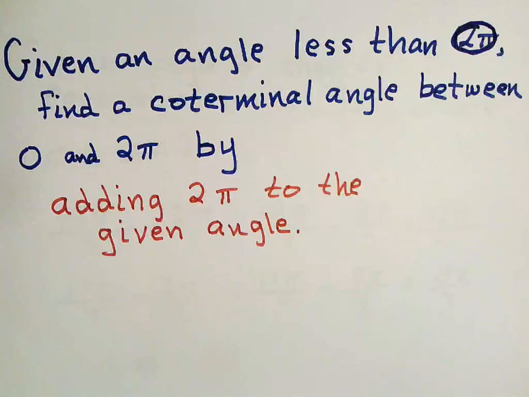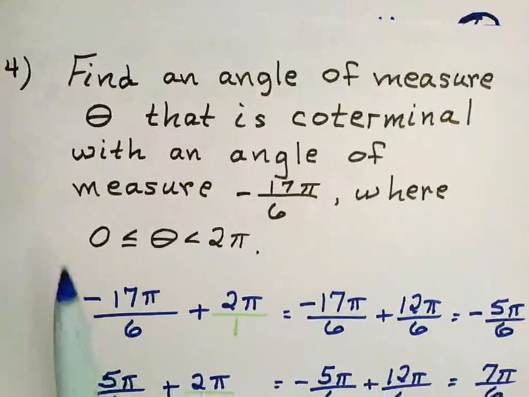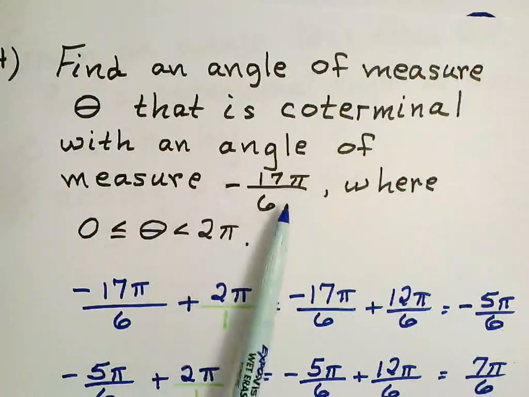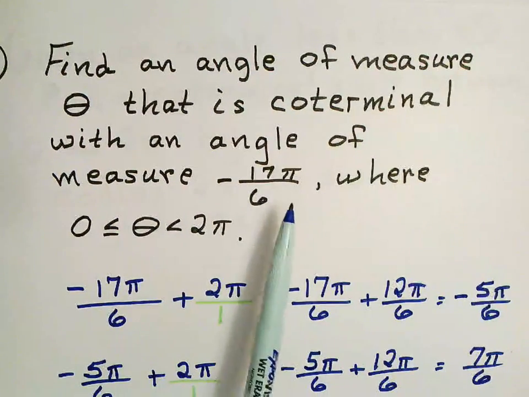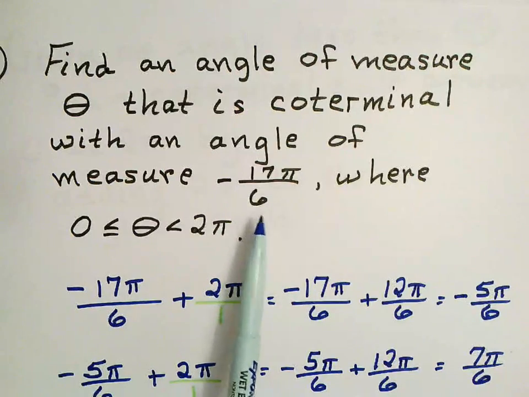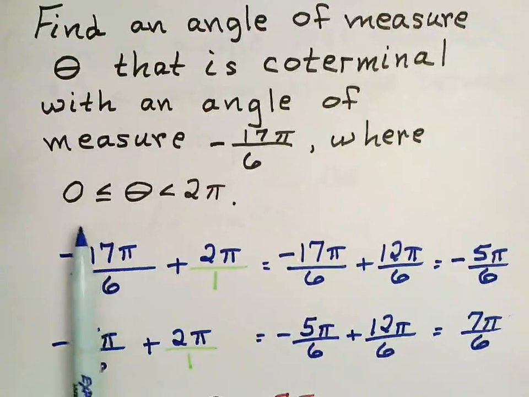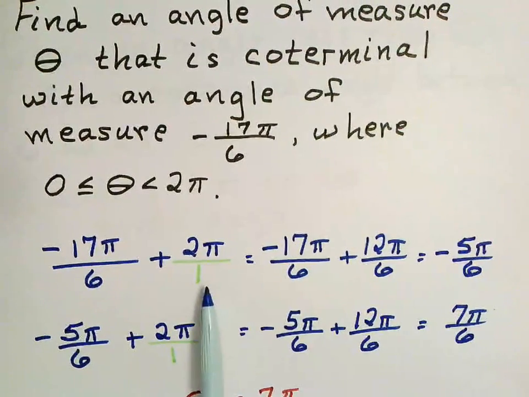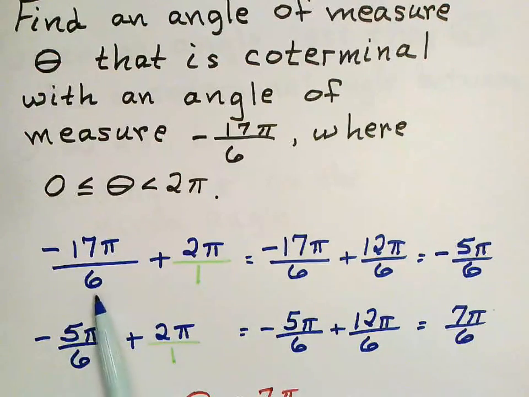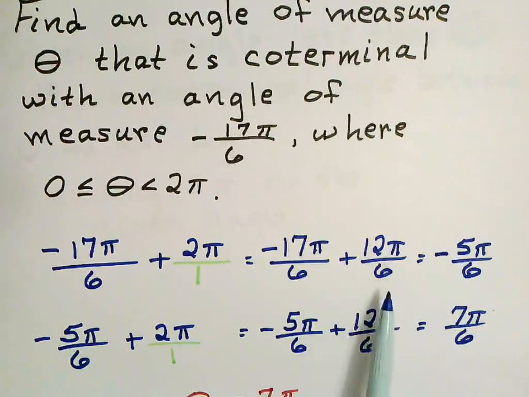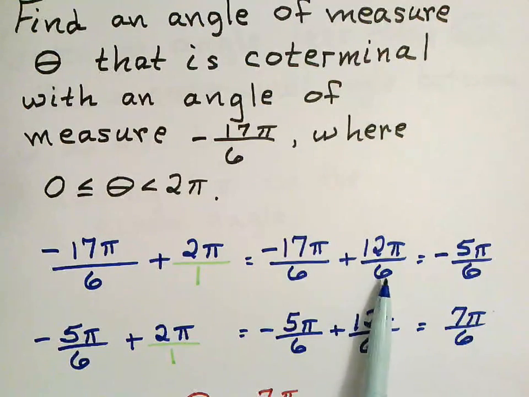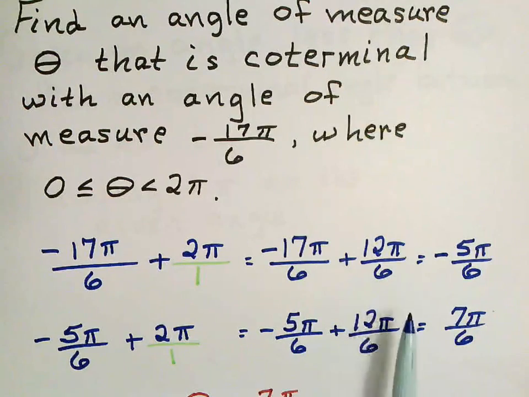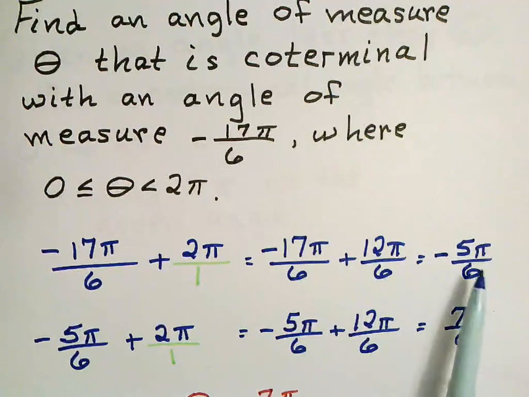So let's look at this example. It says find an angle of measure theta that is coterminal with an angle of measure negative 17 pi over 6. We know this is less than 0. We want our answer to be between a positive 0 radians and 2 pi radians. So this time we're going to be adding 2 pi. And our denominator is 6. And 12 pi divided by 6 is 2 pi, 6 going into 12 two times. So negative 17 pi over 6 plus 12 pi over 6 gives us negative 5 pi over 6.